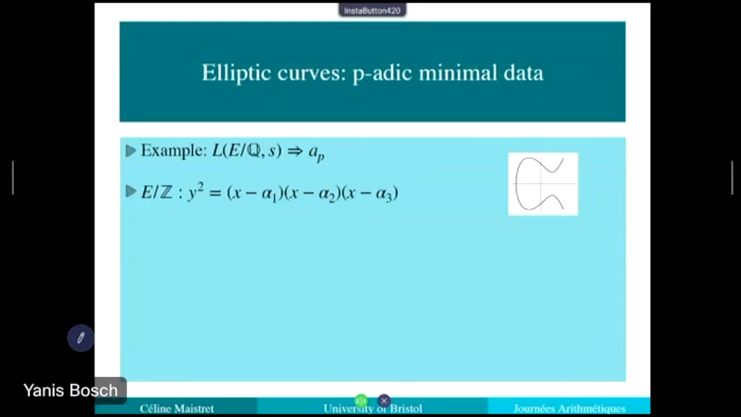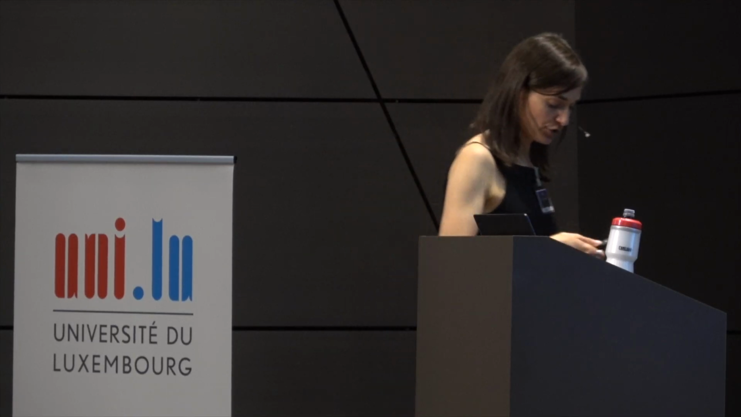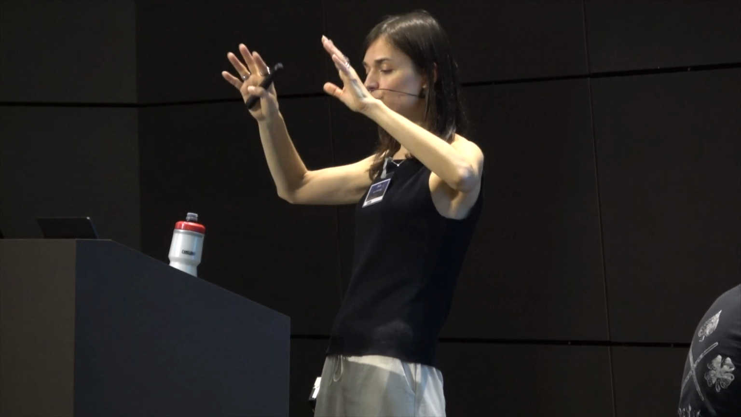It's an elliptic curve, it's smooth, it looks like this, or maybe it has an egg and another one, it depends on the roots. Okay, so we understand, if you remember, this a_p has to do with the number of points over F_p. So you reduce your elliptic curve mod p, and then three things can happen. It may be that the three roots reduce to three different elements over F_p.